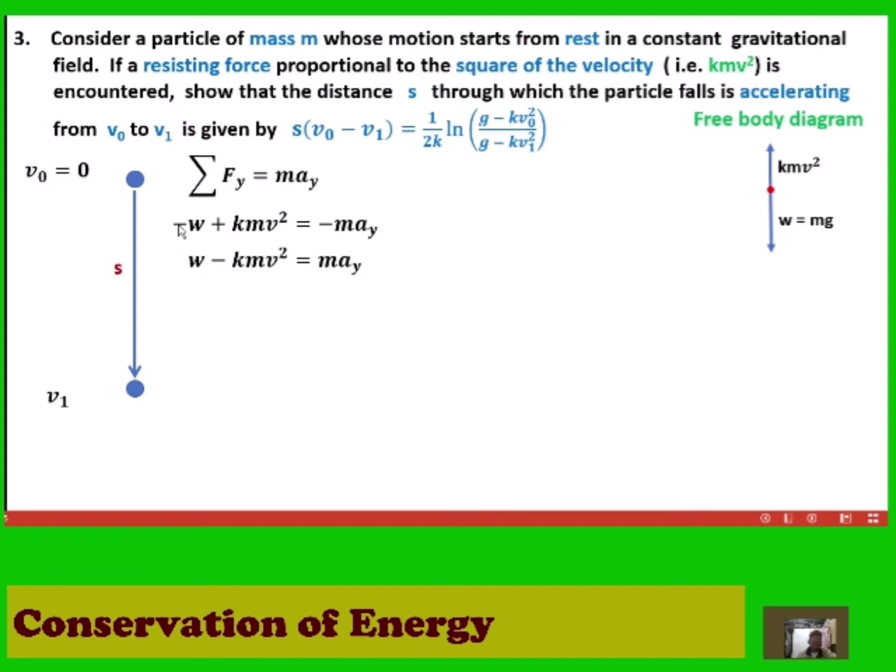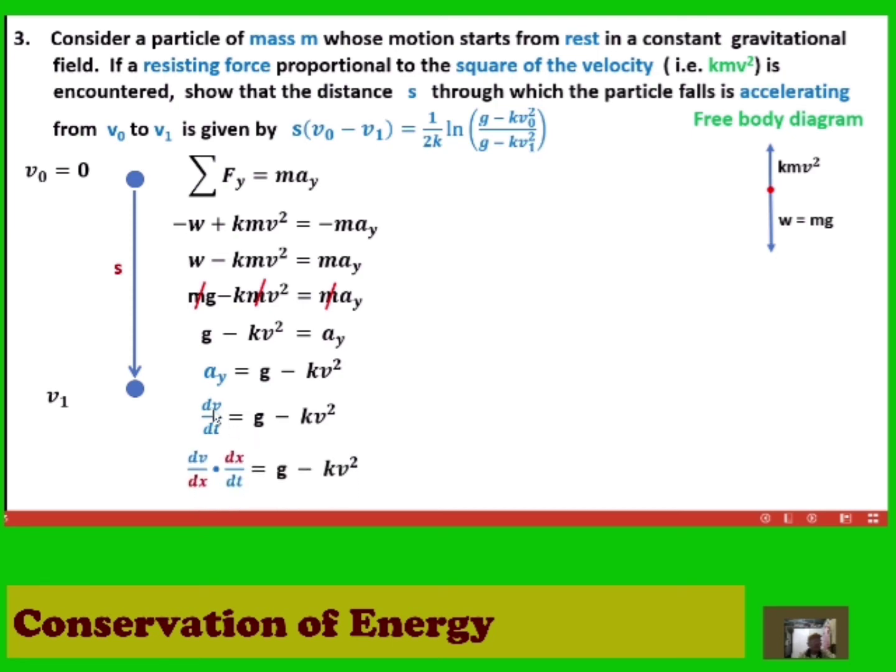So multiplying the whole equation by negative 1, negative becomes positive, and positive becomes negative. W, or the weight, is equal to mg. From this equation, cancel out common factor m. So we have a simplified form of this equation. And rearrange this equation: a sub y, or acceleration along the y-axis, is equal to g minus kv squared. Acceleration is the rate of change of the velocity. So dv over dt.